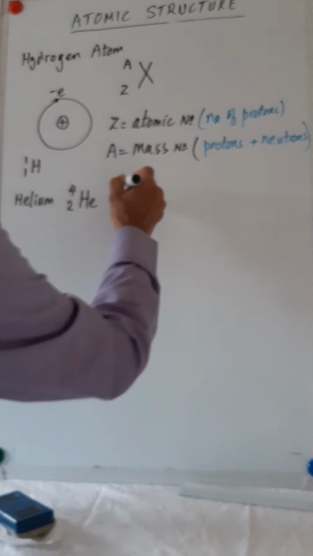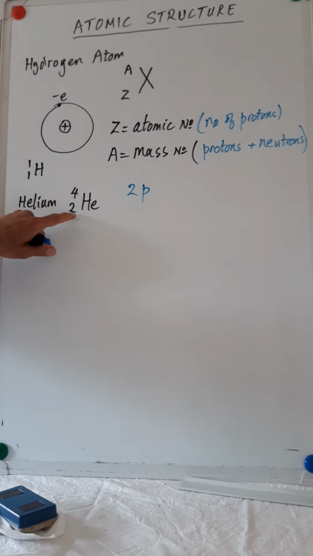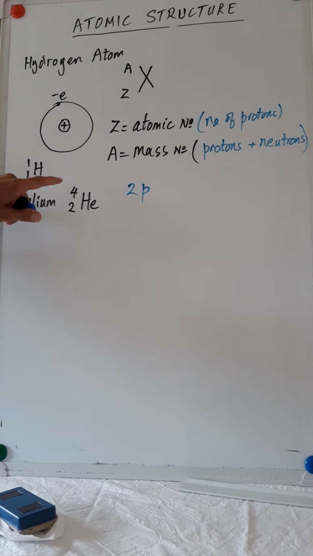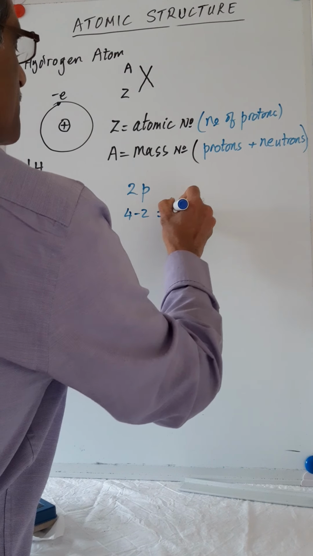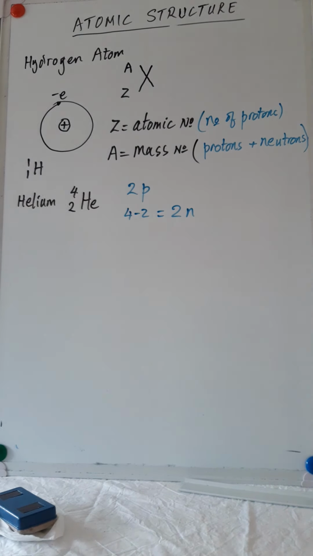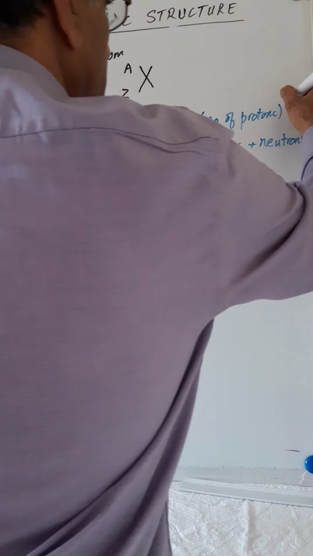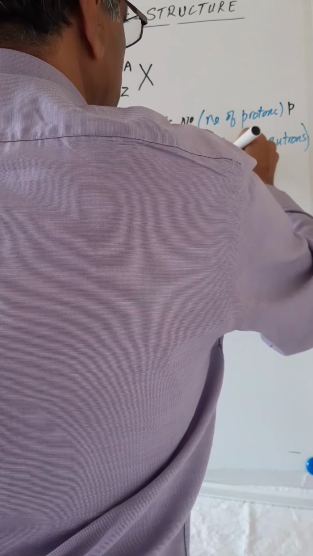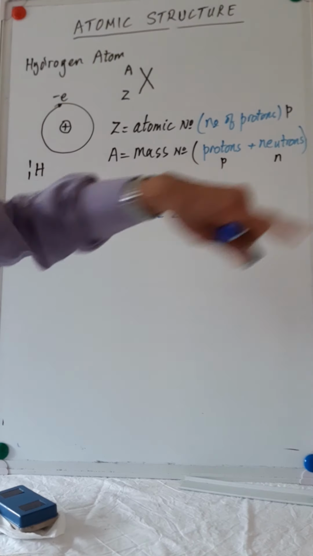Now that means it's got 2 protons, and to find the number of neutrons, you take away: 4 take away 2, which is 2 neutrons. It's got 2 protons and 2 neutrons. I'm going to write P for proton and N for neutron. P stands for the number of protons, N stands for the number of neutrons.